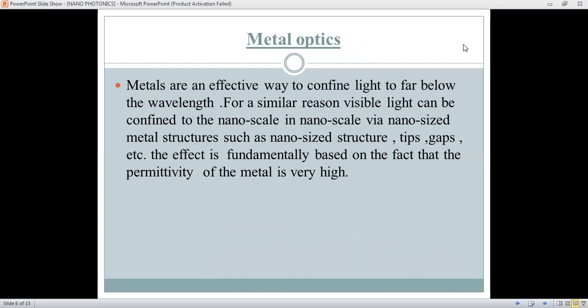And then I'm telling about the second technique of nanophotonics. Metals are an effective way to confine light to fall below the wavelength. For a similar reason, visible light can be confined to the nanoscale via nano-sized metal structures such as tips, gaps, etc. The effect is fundamentally based on the fact that the permittivity of the metal is very high.